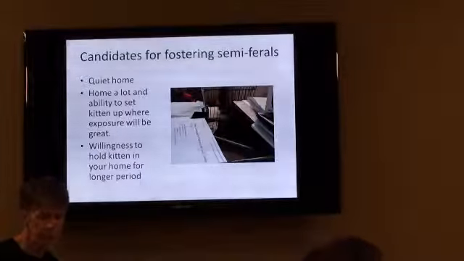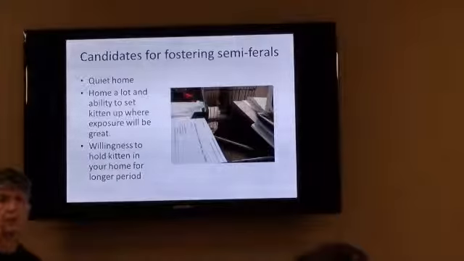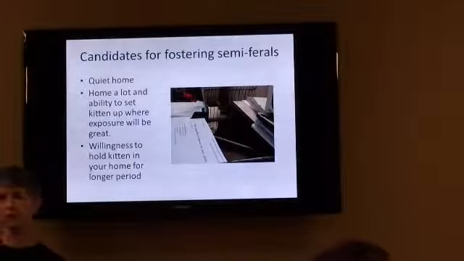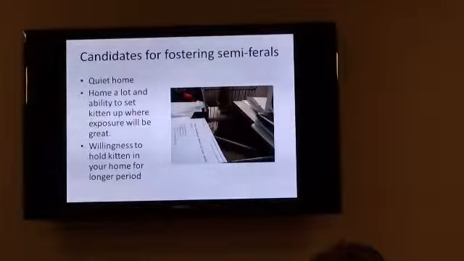So if you're thinking about fostering, this is what you need to think about. Do you have a quiet home? Whereas it's great for what I call regular kittens to have children around, it might be too frightening for a semi-feral kitten. They're just kind of freaking out and they won't ever settle down because it would just be too much activity. So a quiet home would be better, and you might end up having to hold the kitten longer.